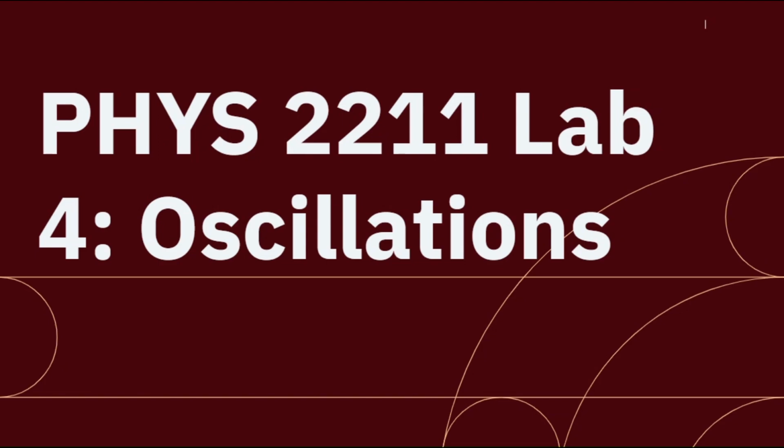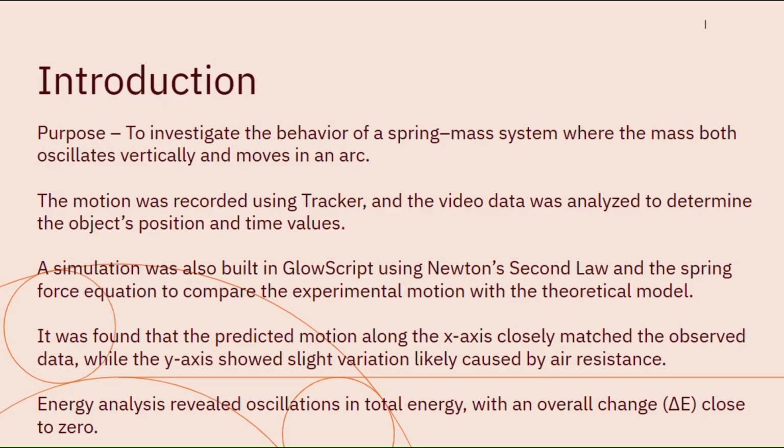So this is Physics Lab 4 Oscillations. My name is Alexander Nguyen. So the goal of this experiment was to analyze how a spring mass system behaves when the mass not only oscillates up and down but also swings in an arc.